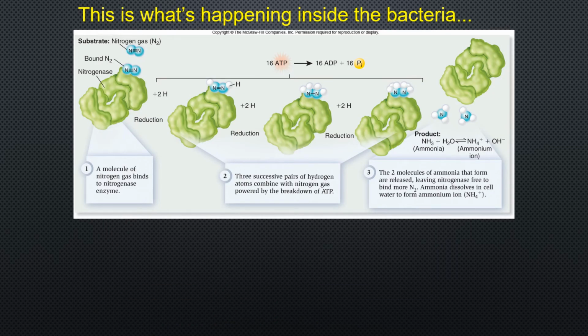So this is what's happening inside the bacteria. A molecule of nitrogen gas is going to bind to a specific enzyme called a nitrogenase. Once it does, it's going to be reduced with 3 pairs of hydrogen atoms. Then what's left over is ammonia and an ammonium ion. The ammonia dissolves in the water in the cell to form that ammonium ion, and that is then the usable form that the plants can use.